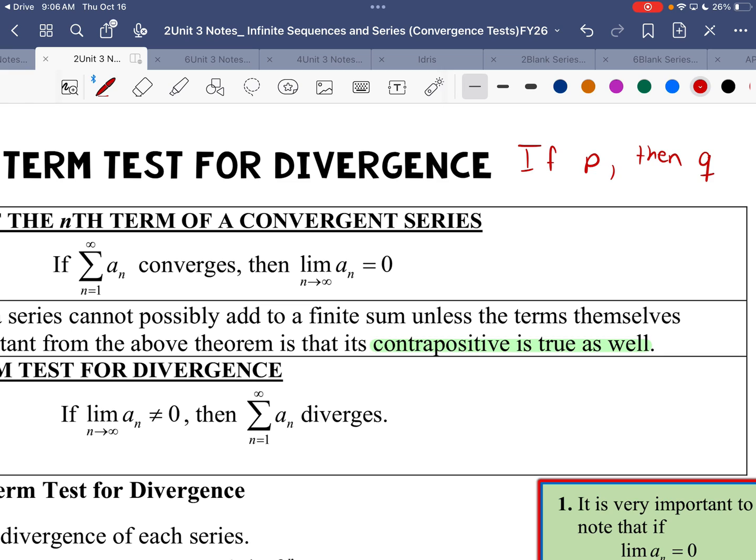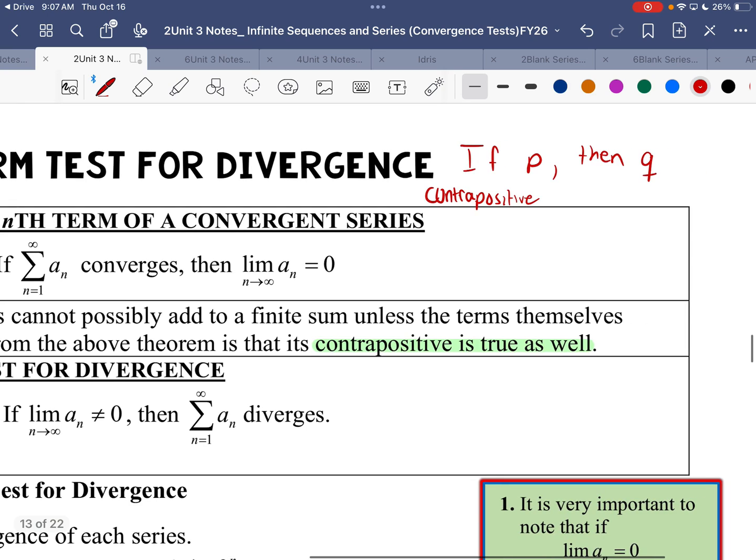So that's an if-then conditional statement. I don't know if you remember this from geometry 10,000 years ago for you by now. The contrapositive is always true. The inverse and the converse are usually not true, but the contrapositive is always true. So what the contrapositive does is it switches the order and negates both of them. So the contrapositive would be if not Q, then not P.